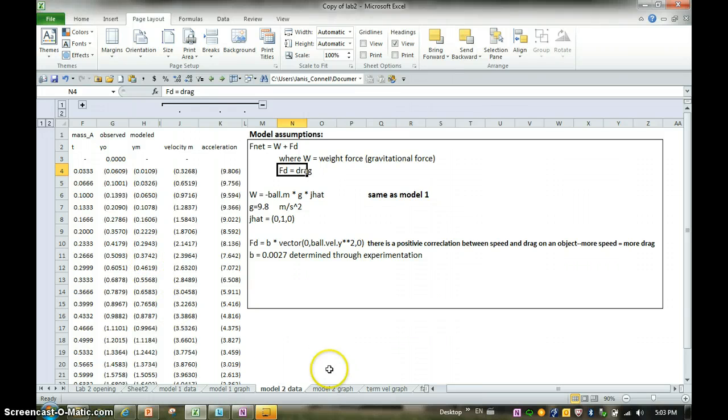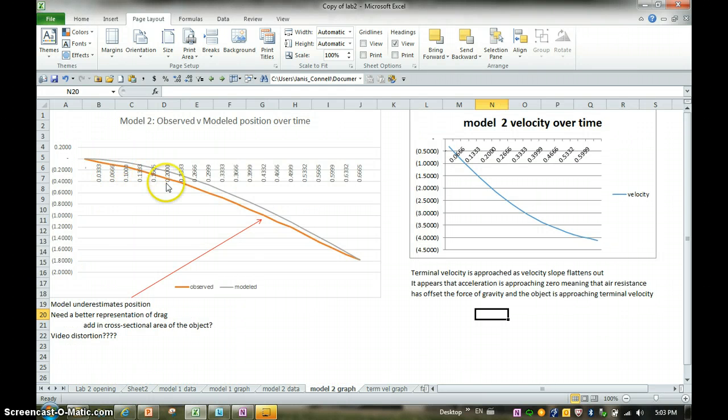So I plotted the model data here, and you can see the model is better in predicting the position of the object. However, it underpredicts where the object is. I feel I need a better representation of drag. There are many elements of drag, but the two biggest ones are the speed of the object and the cross-sectional area of the object. If I could calculate that, I could add that into my model and I'd probably get a better estimation. Also, I think I might have some video distortion in my model.